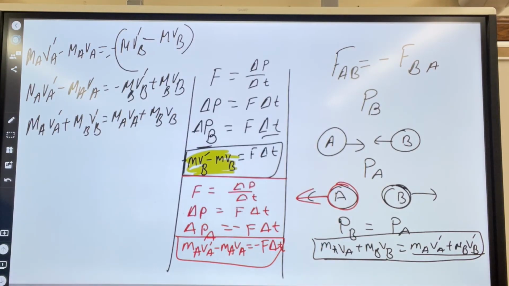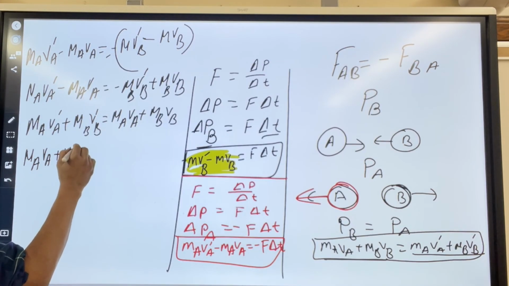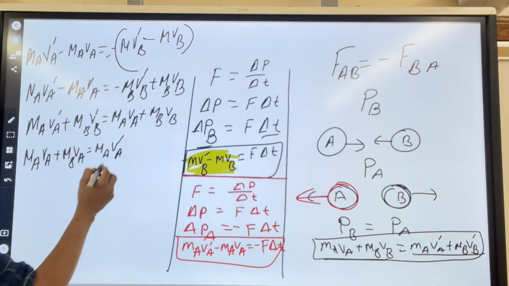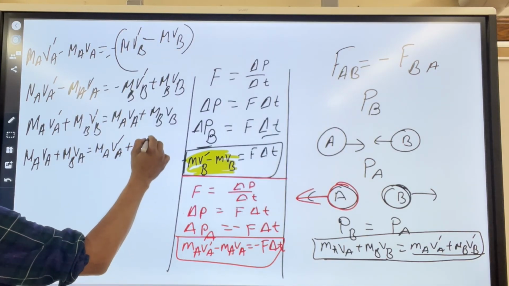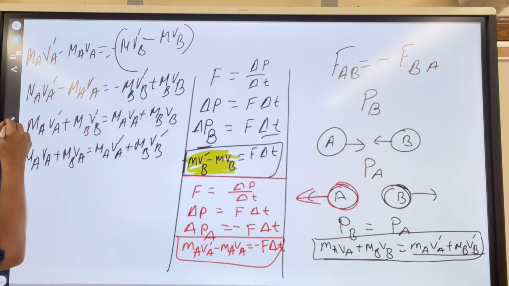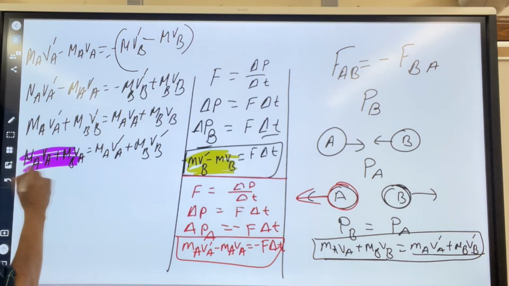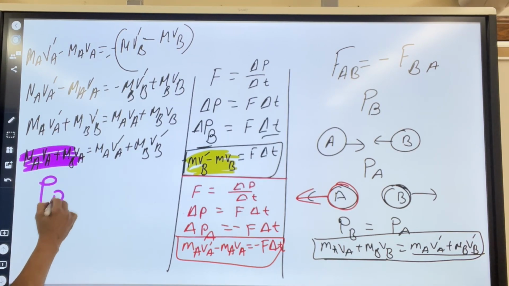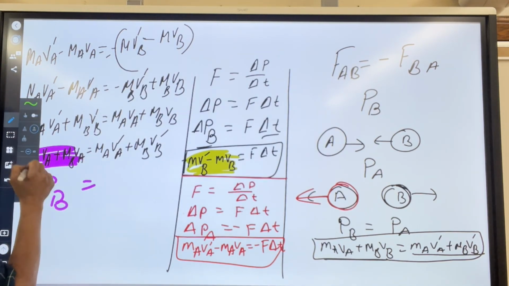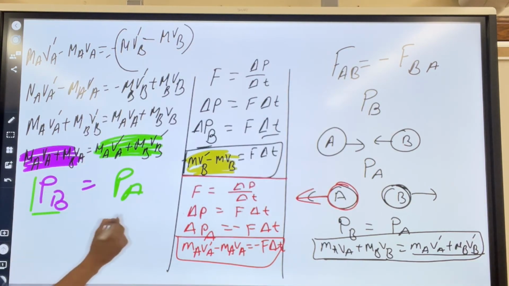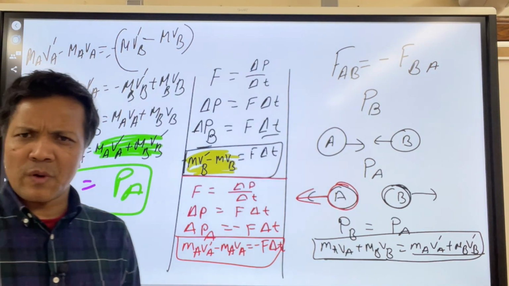Okay, so we're almost done. So mass of ball A times velocity of ball A plus mass of ball B times velocity of ball B is equal to mass of ball A times velocity of ball A final plus mass of ball B times velocity of ball B final, right? So what do you want to call it? Now you probably see what direction we are heading to, right? This is called momentum before. What do you call it? This is called momentum after, right?